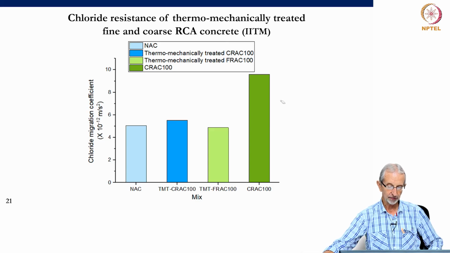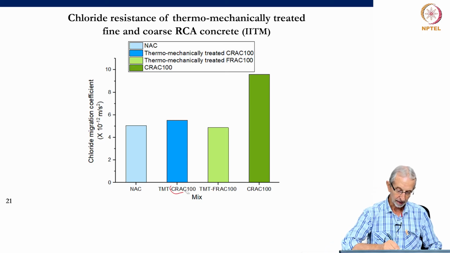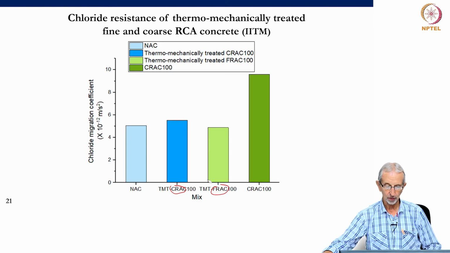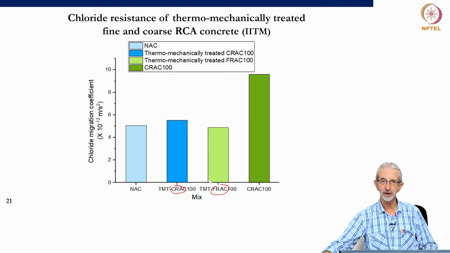where in effect, if you use a high quality thermomechanically treated aggregate, even up to 100%, you can see here whether coarse or fine, the chloride migration coefficient from the Nord test is effectively the same. There's no penalty at all in this case. So the aggregate is having no ill effect.